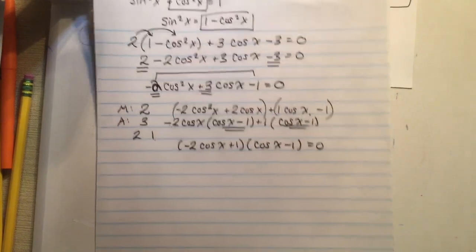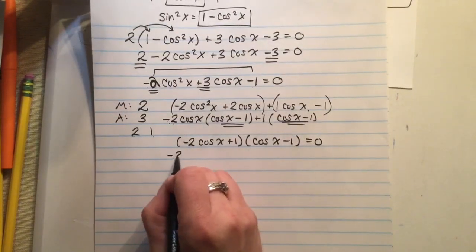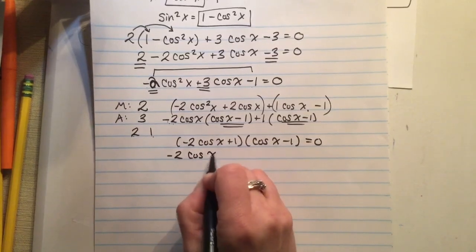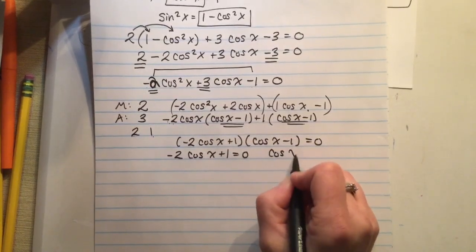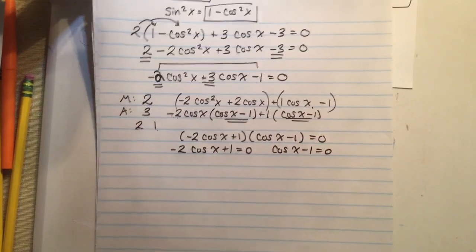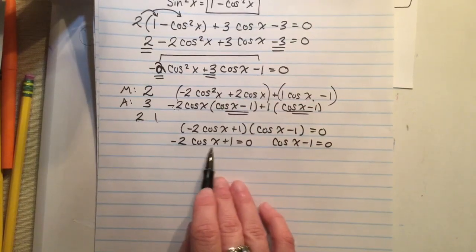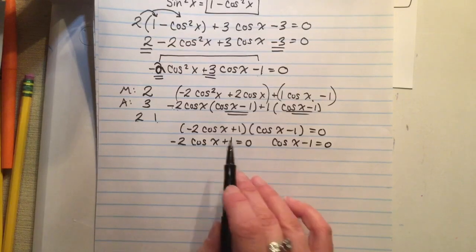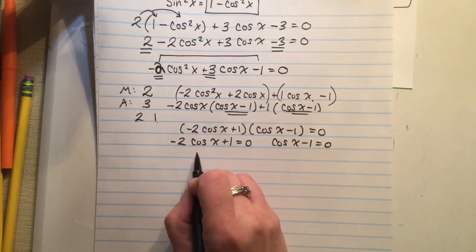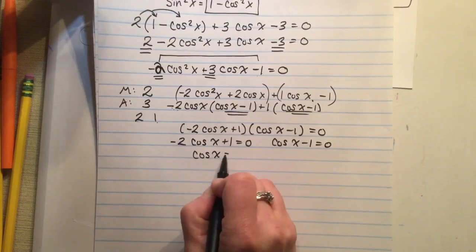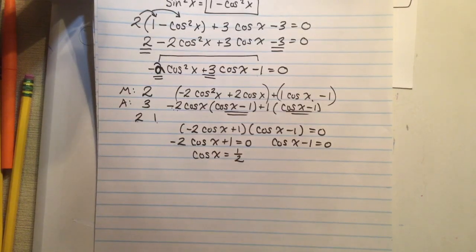Now you set each group separately equal to 0. Negative 2 times the cosine of x plus 1, set that equal to 0. Cosine of x minus 1, set that equal to 0. Now you solve the equation by isolating the trig function. So here I would minus 1 and divide by negative 2. If I minus 1 and divide by a negative 2, I would end up with a positive 1/2.